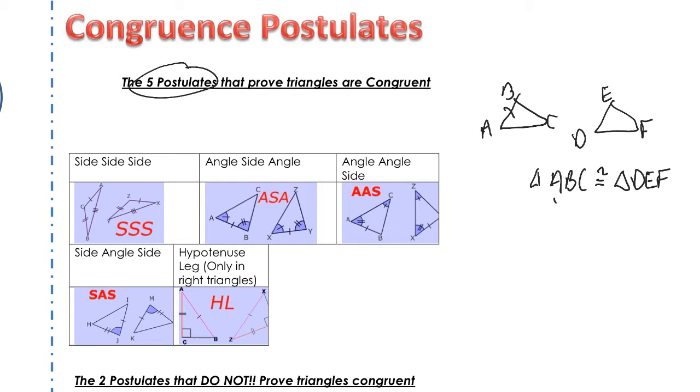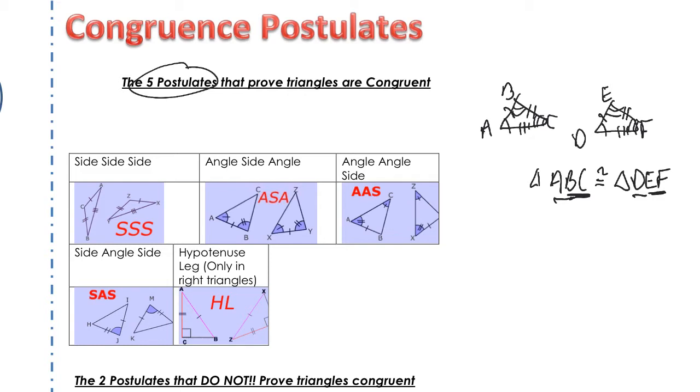That means AB is equal to DE. BC is equal to EF. And AC is equal to DF. And all the sides are equal and all the angles are equal. Angle A equals angle D, angle B equals angle E, and angle F is equal to angle C. So all 3 angles and 3 sides are equal. That's 6 total things. But once you really have 3 things, you know they're congruent.